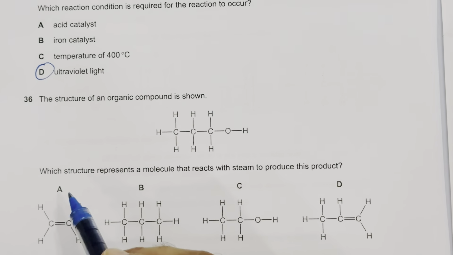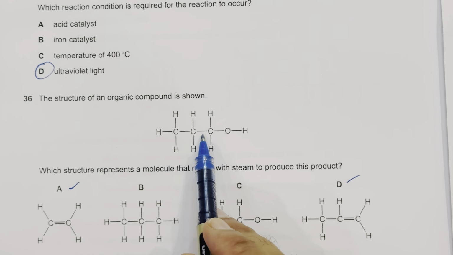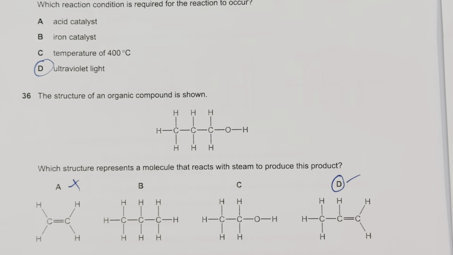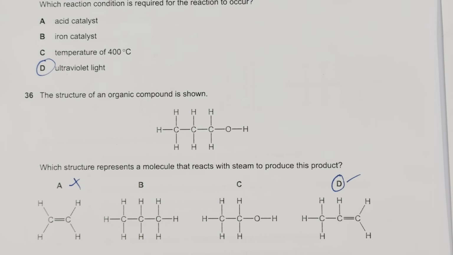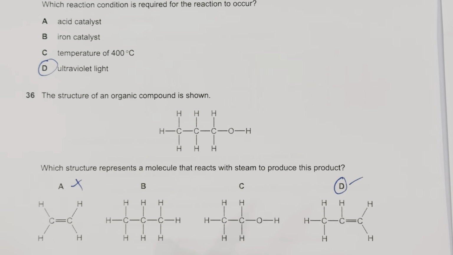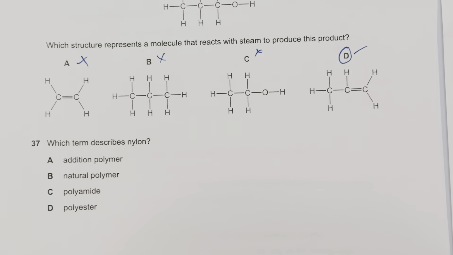So A and D have the double bond, but we know that here there are 3 carbon atoms, so option number A would be incorrect. So the only correct option for the double bond alkene is option D. I'm repeating it, alkene plus water would give you alcohol, so that's why we were selecting from these 2 options. So these 2 options are totally incorrect. Moving to question number 37.